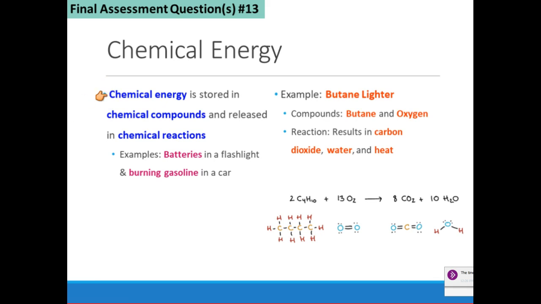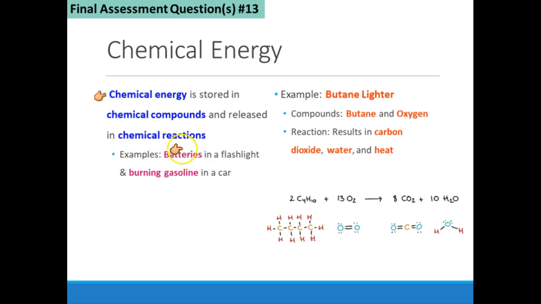So remember, chemical energy, we learned about a bunch of different types of energy, right? We learned about mechanical, nuclear energy, electrical energy, and chemical energy. So there are lots of different types of energies that we talked about. One, again, is chemical energy. And chemical energy is the energy that we store in chemical compounds, and when those compounds have chemical reactions, we release that chemical energy.